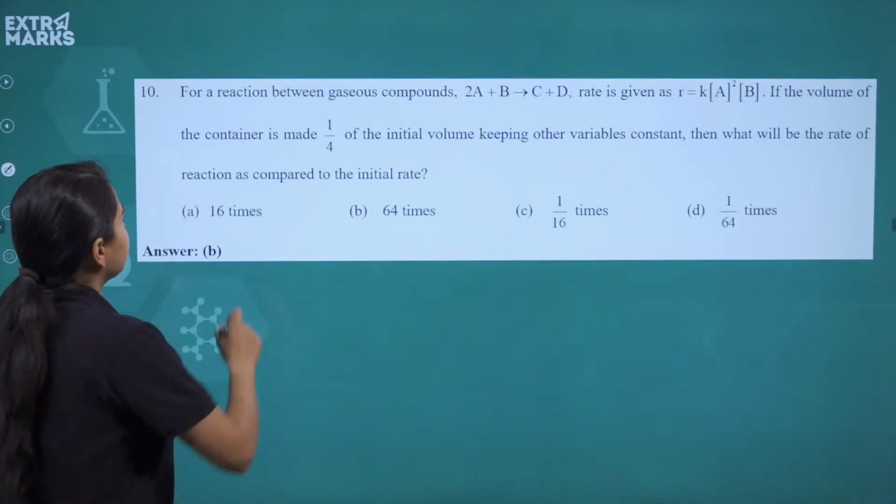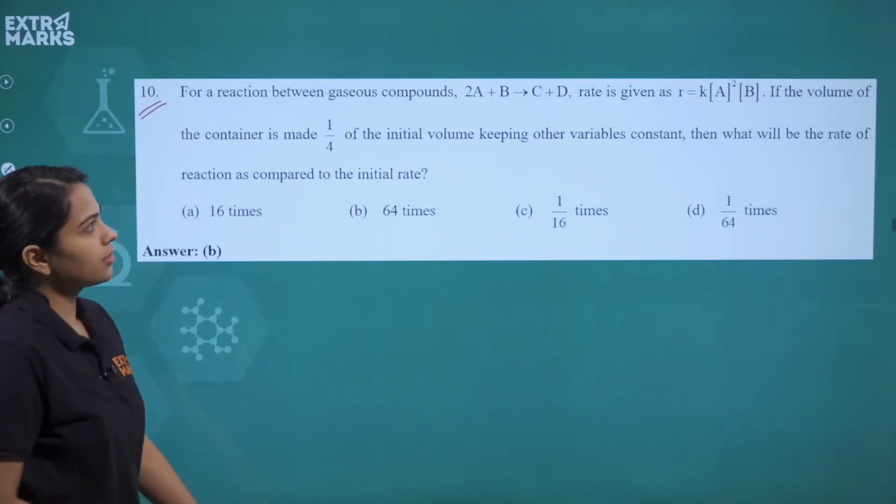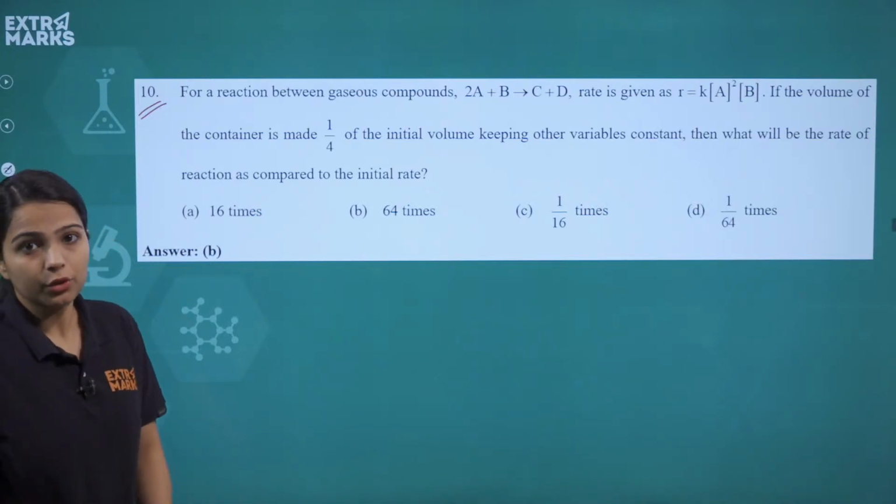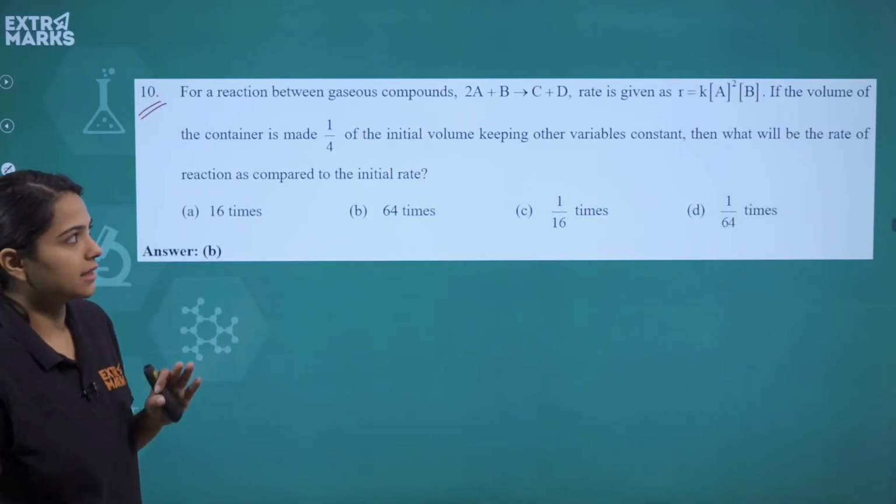Moving on, question number 10. For a reaction between gaseous compounds, 2A plus B is going to give you C plus D. What is the rate?